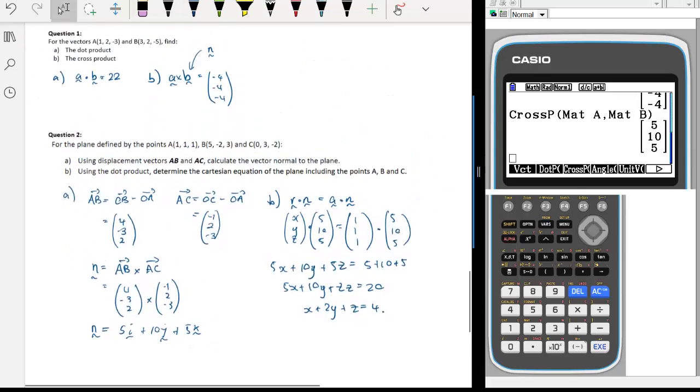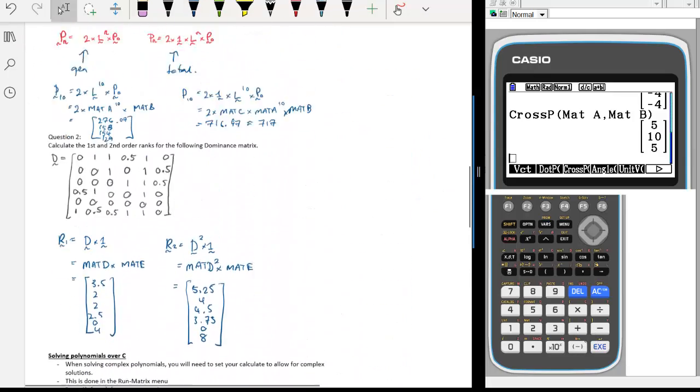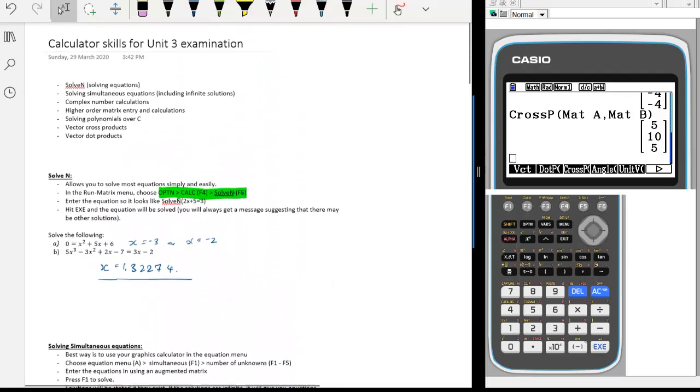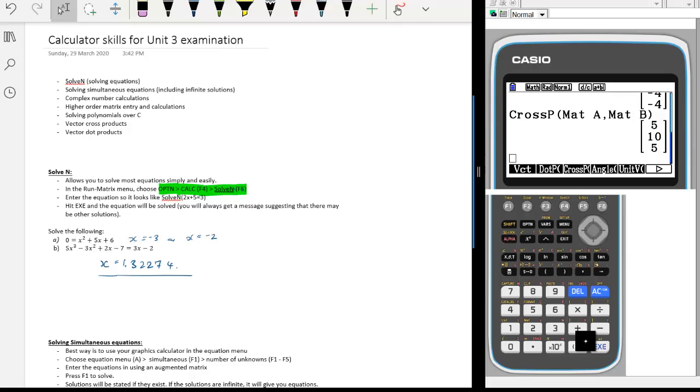Okay, so that concludes the lesson on calculator skills. Hopefully that will give you enough of the skills you require for the examination. If there's anything else you need to request, feel free to do so on Teams. Make sure that if you have that old grungy grey calculator, you remind me to bring a newer version of the calculator to the exam, because the old calculator won't do the infinite solutions for the simultaneous equations.